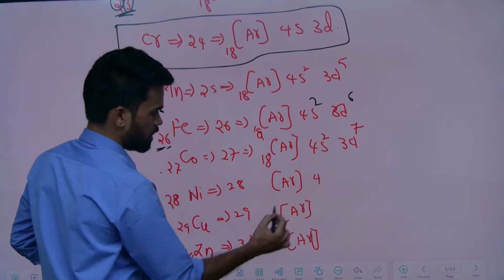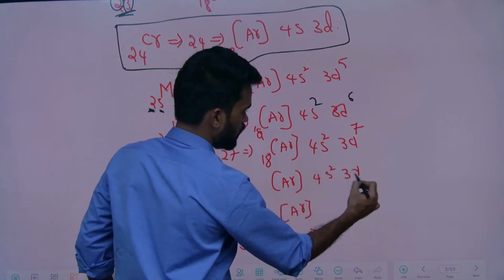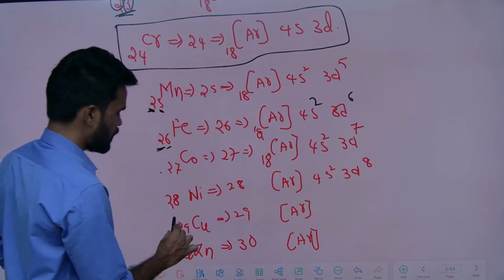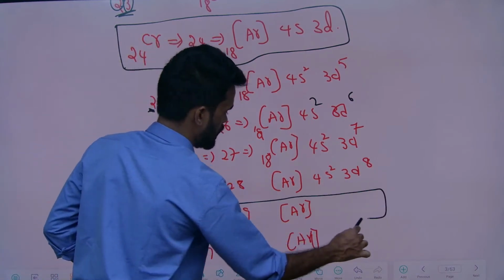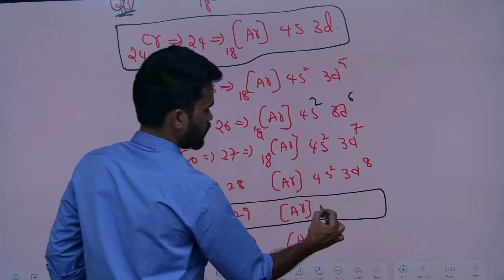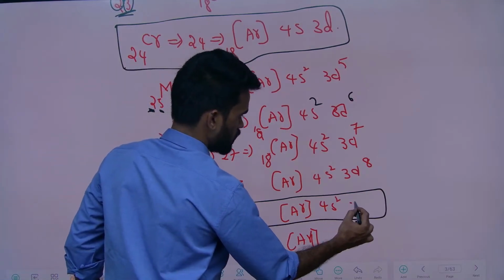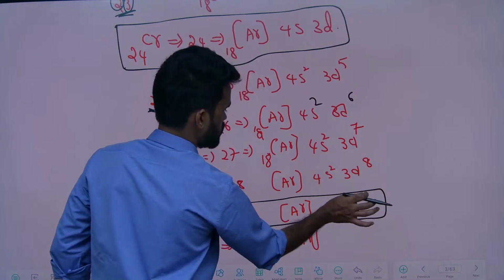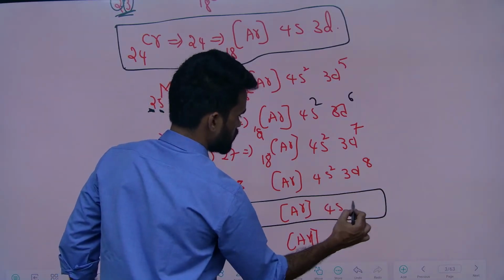So 28 now, so 4s2 3d8. Okay, copper again, put it in a box. I will discuss about these two things, 4s2, okay, 3d. I will tell you about this. You just keep it like this, 4s 3d.